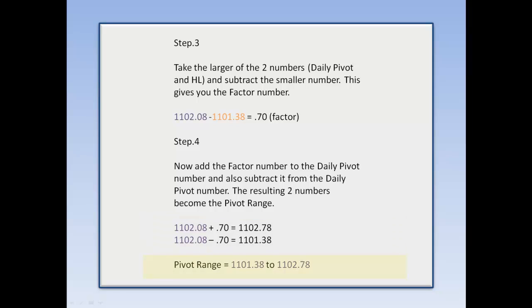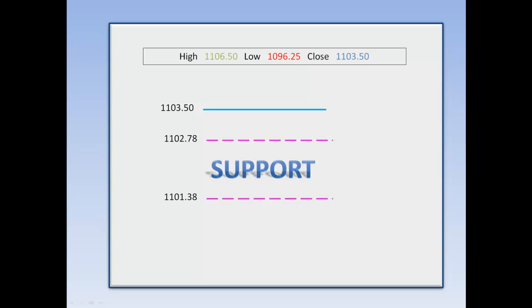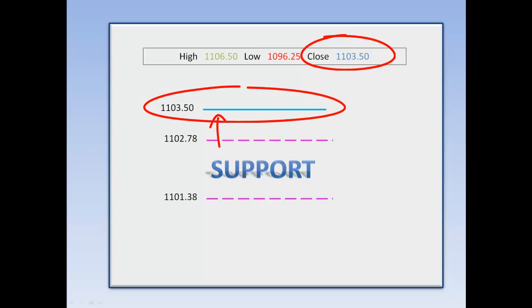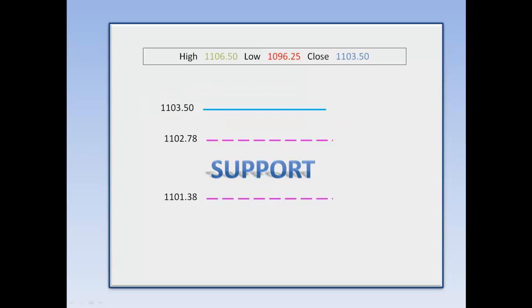So the pivot range runs from 1101.38 up to 1102.78. Now that we have the pivot range, our first question that we have to ask ourselves is, where did we close in relationship to that range? Okay, so if we look at our close, it was 1103.50, which is higher than that pivot range. So that pivot range should be support the next day.